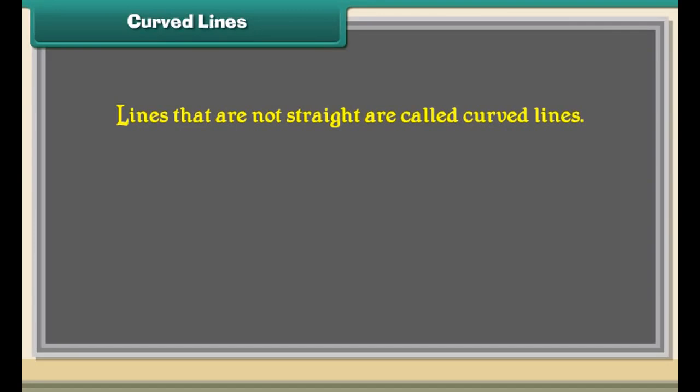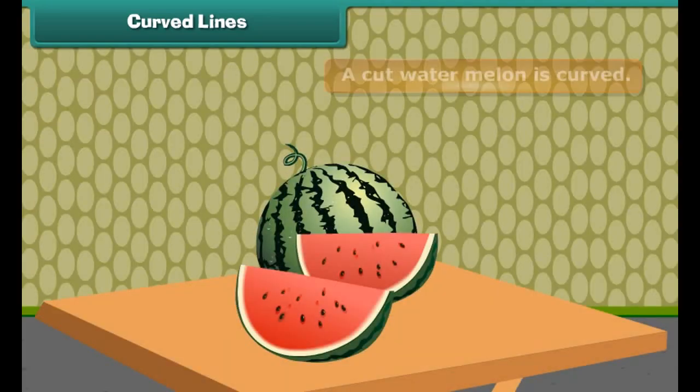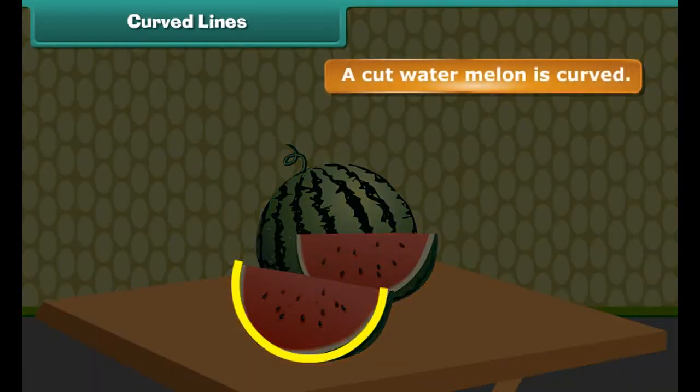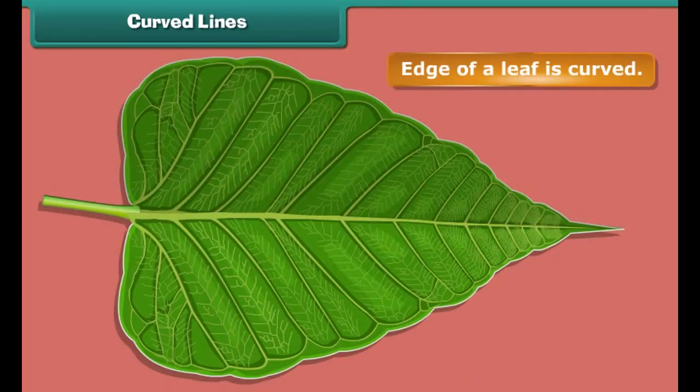Curved lines. Lines that are not straight are called curved lines. A cut watermelon is curved. Edge of a leaf is curved.